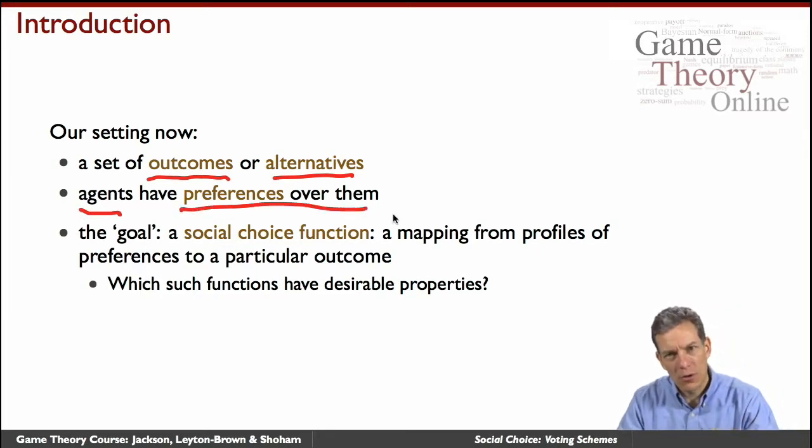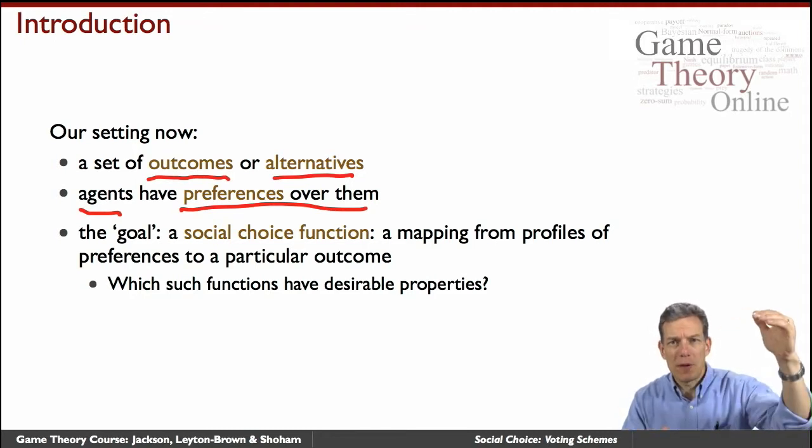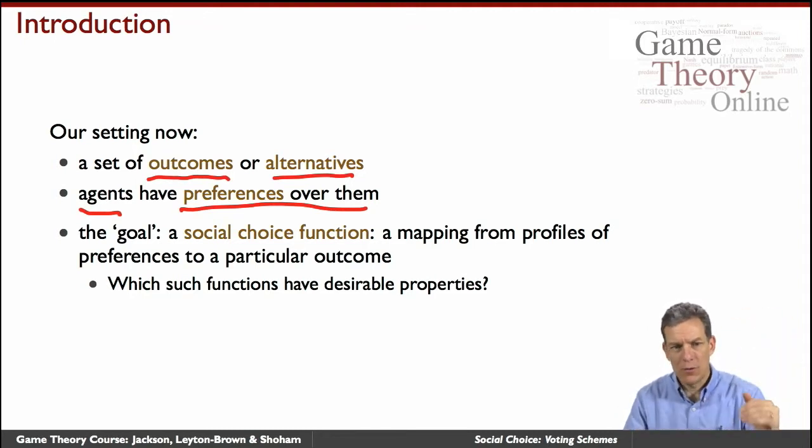So in this setting, for now, people are going to have preferences. They'll be able to tell you, this is my favorite outcome, this is my second favorite, my third, my fourth, and so forth. And what a social choice function is going to do is take the preferences of the individuals and, as a function of those, tell us which outcome we are going to choose. So it's going to be a mapping from profiles of preferences to a particular outcome. And generally what we're going to be interested in is which of these social choice functions we would like to have.